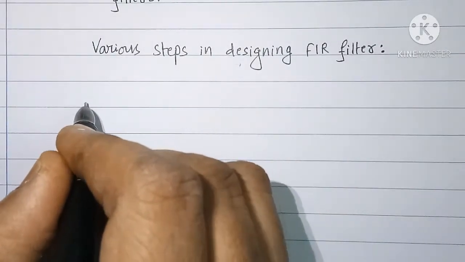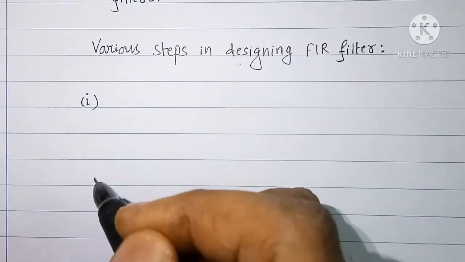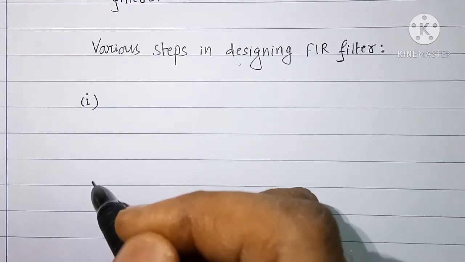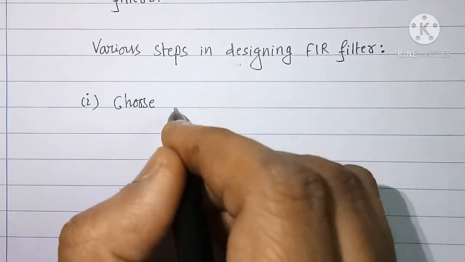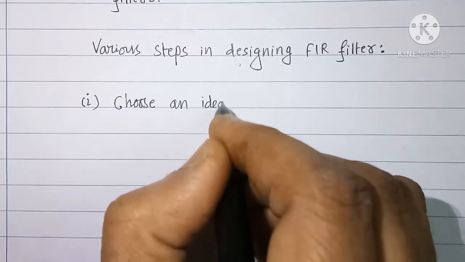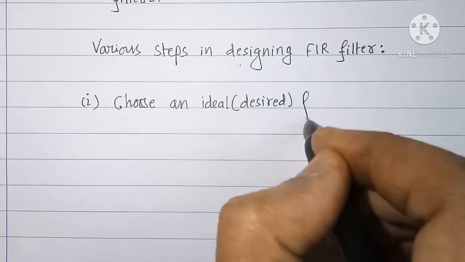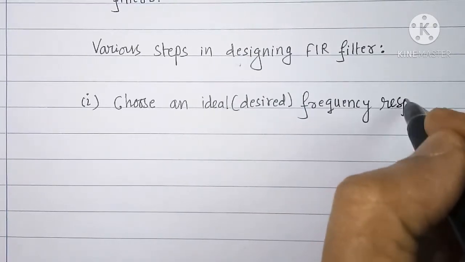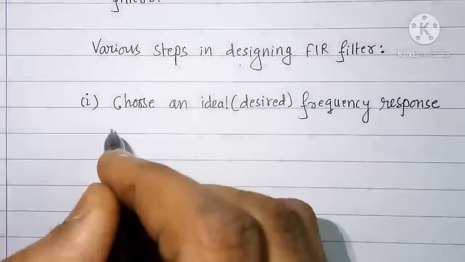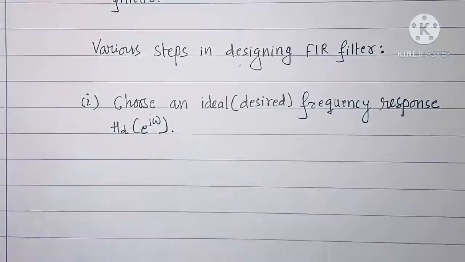The very first step is to choose an ideal, that is desired frequency response of digital filter, HD of e raised to j omega.